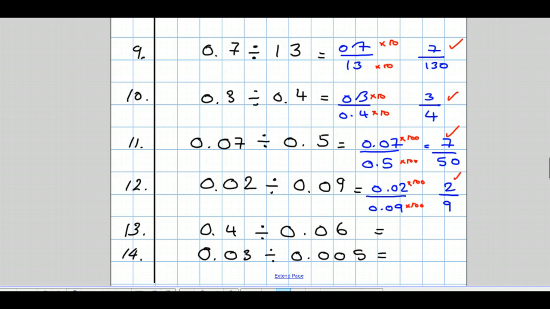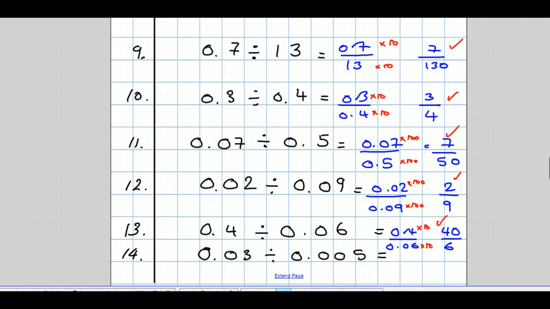Now, what about these last few? They're probably the trickiest. Here's our halfway answer, 0.4 over 0.06. Now we multiply the top, the numerator, by 10, so we must do the same to the denominator to give 4 over 0.6. Now that's still got a decimal in it, so I'm going to have to multiply the denominator by 10, and of course I have to do the same to the numerator, to give me 4 times 10, 40 over 6. So the answer was 40 over 6. If you got that, very well done.